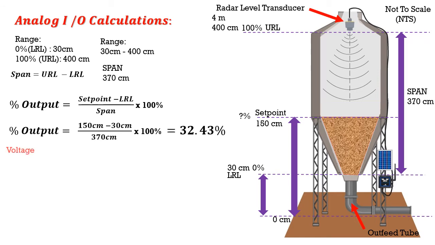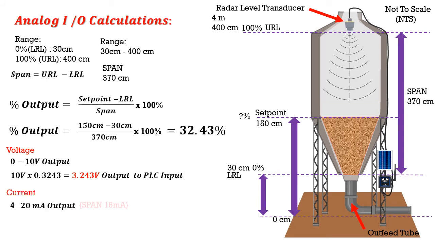Now, if we were sending out a voltage signal of 0 to 10 volts, then all we have to do is look at 32.43% of 10 volts, which means the output from the transducer to the input of the PLC would be 3.243 volts. Again, how specific that voltage is depends on how sensitive the input is and how sensitive the output of the transducer is.